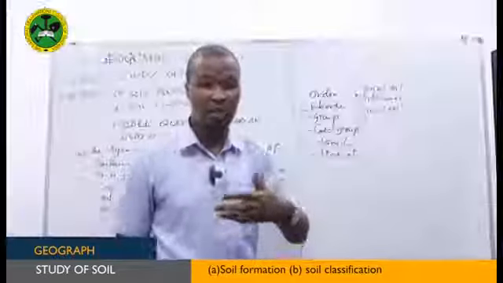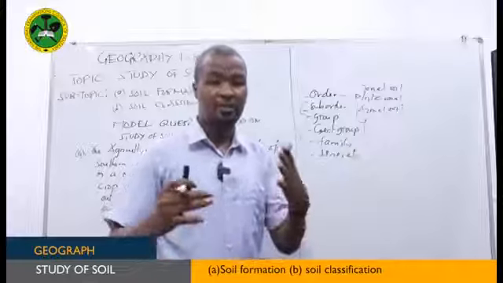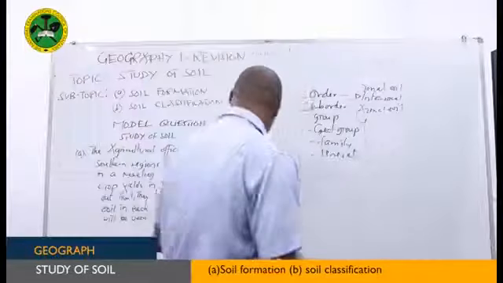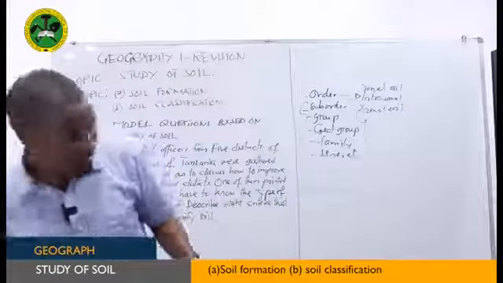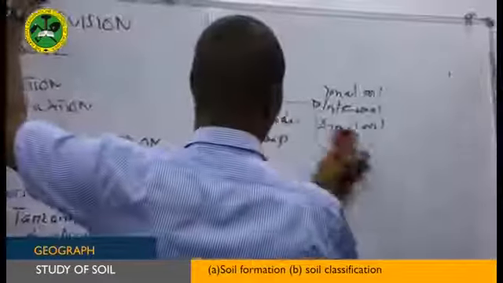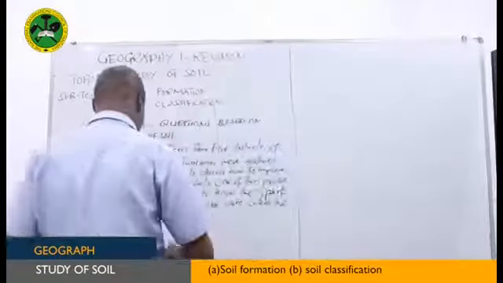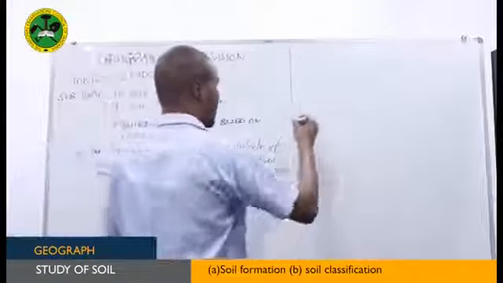So at the end, they will get an increase in production within their districts. One among the criteria that they may use in classifying the soil is what we call soil depth.